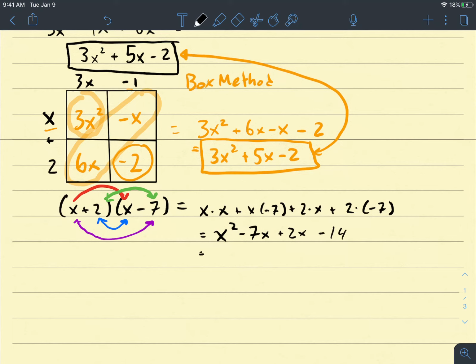And that's going to equal x squared. And then negative 7x plus 2x is going to be negative 5x. And then minus 14. And we're done. Ta-da.